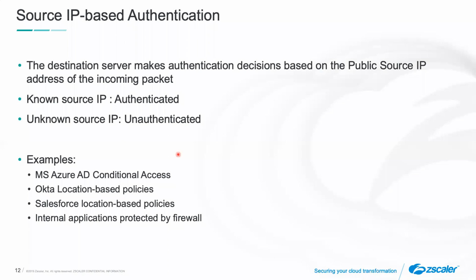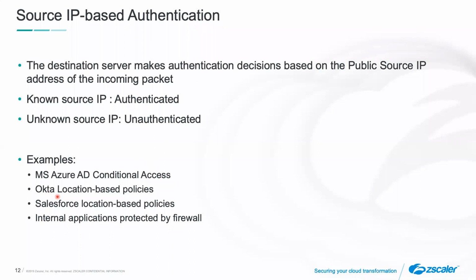So the whole idea of source IP-based authentication is that the destination server would make authentication decisions based on the public source IP address of the incoming packet. So it would just look at the incoming packet, whatever is the source IP. If it trusts the source IP, then it would be allowed. Otherwise, it would be blocked, as we just talked about. And Microsoft Azure AD conditional access is a very good example of source IP based authentication, but that is not the only one.